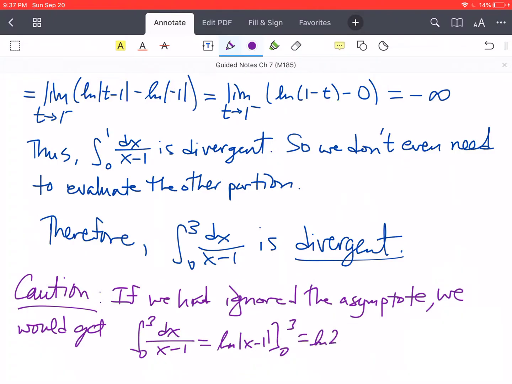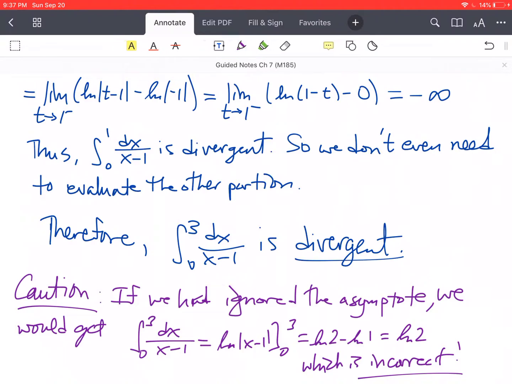So we would get ln of 2 minus ln of 1, which is ln of 2, which is incorrect. Okay, so we just have to be careful, because if you hadn't realized that this had the vertical asymptote in it, you would have just gone straight through and gotten an answer and then moved on, and your answer would actually be completely wrong. So just have to be mindful now that we're dealing with these types of improper integrals, that these are circumstances that can happen.